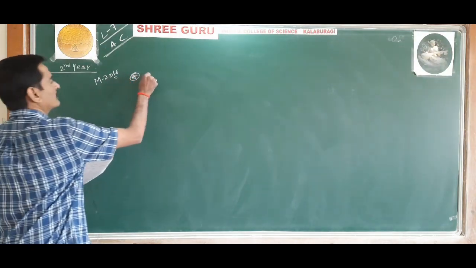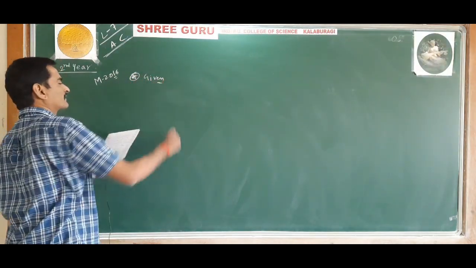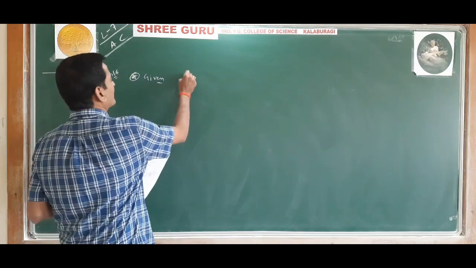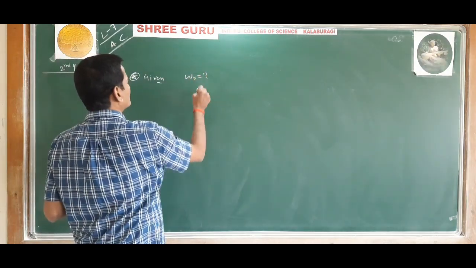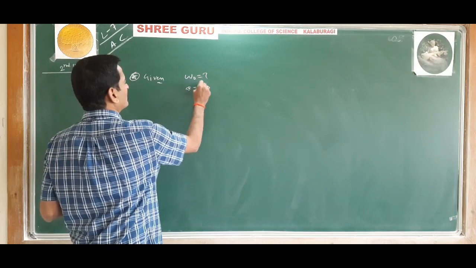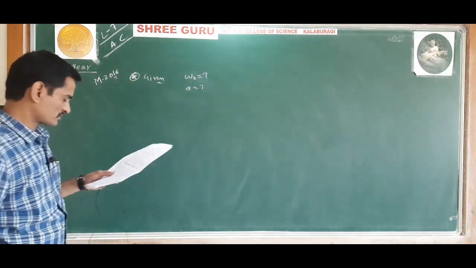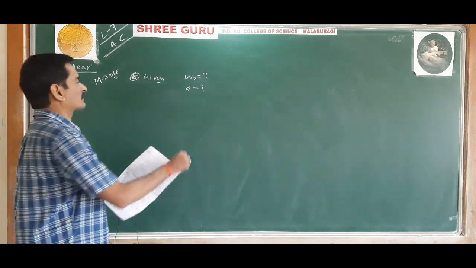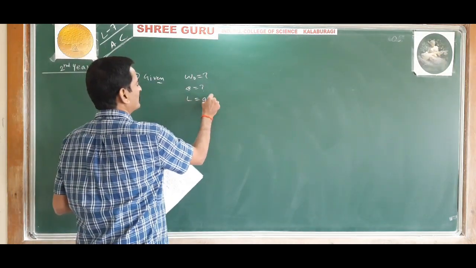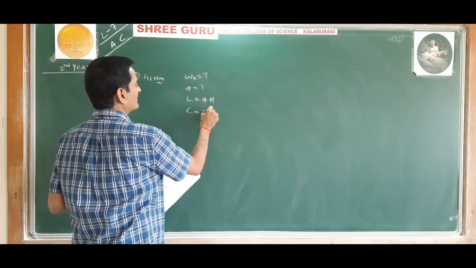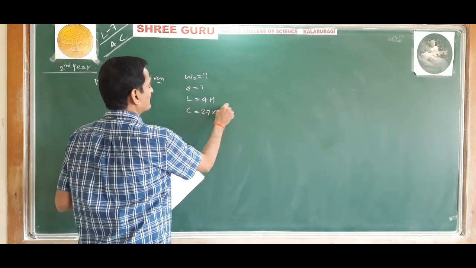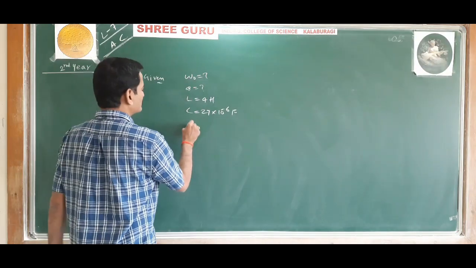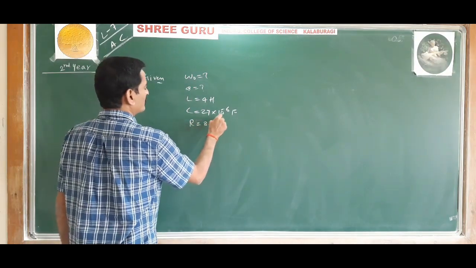Okay. First write the given data. So what are the given data? Resonant frequency, that is omega naught, is equal to question mark and Q is equal to question mark. Then what they are given? Inductance, that is L is equal to 4 Henry, and capacitance is 27 microfarad, that is 27 into 10 to the power minus 6 farad, and resistance R is equal to 8.4 ohm.